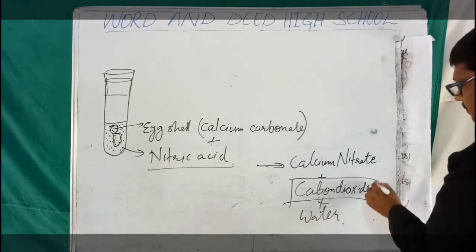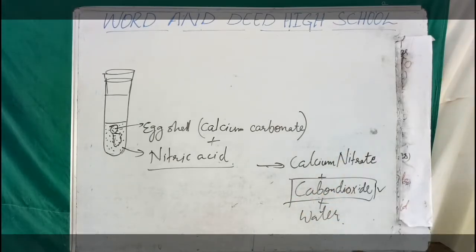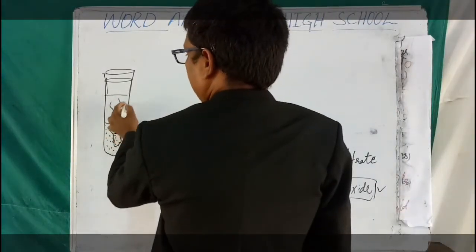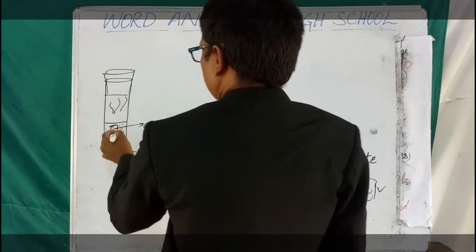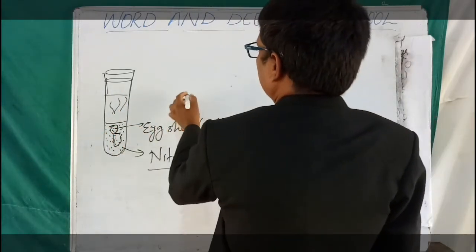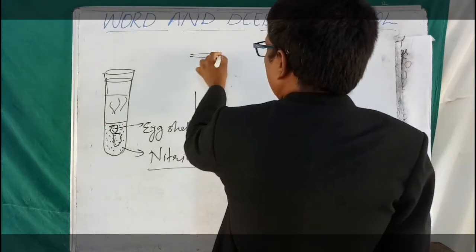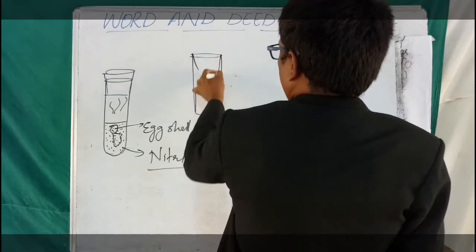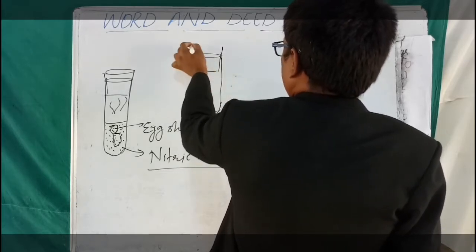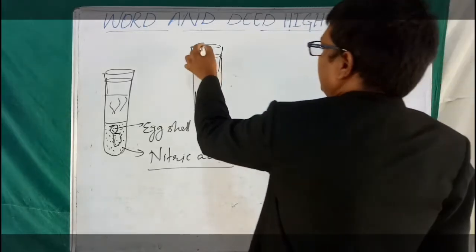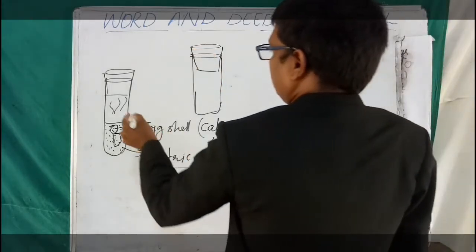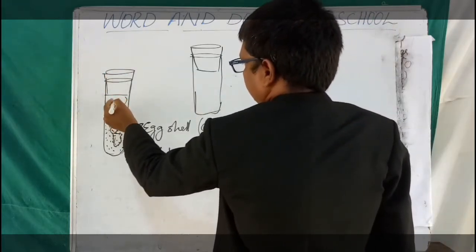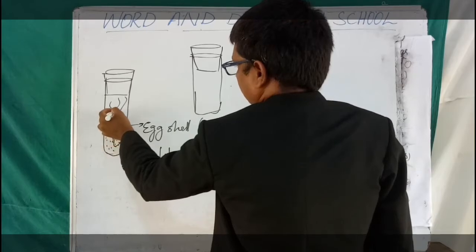Whether the produced gas is carbon dioxide or not, that we have to confirm. In this test tube, carbon dioxide is produced. So what you have to do is take one more test tube closed with a one-hole rubber stopper. Here take a delivery tube. I will draw the diagram of the delivery tube.